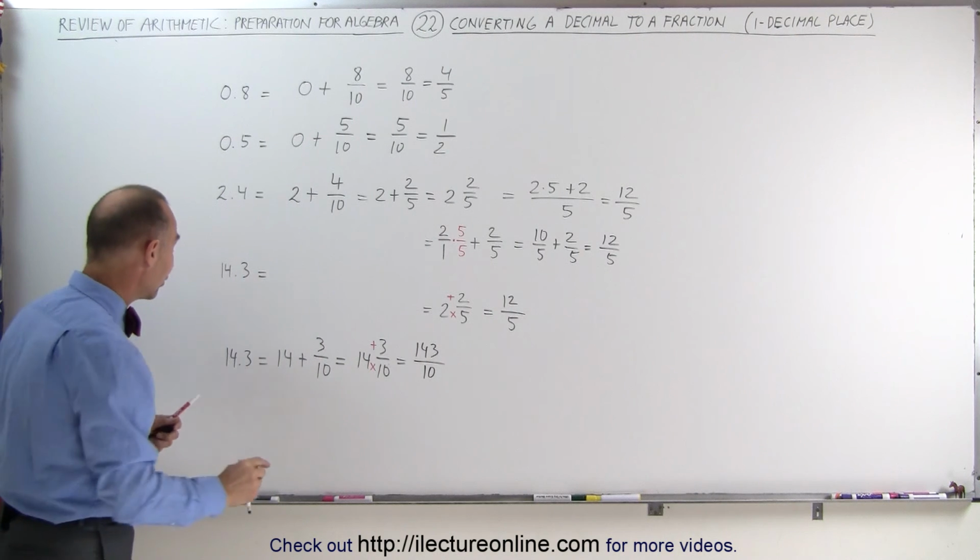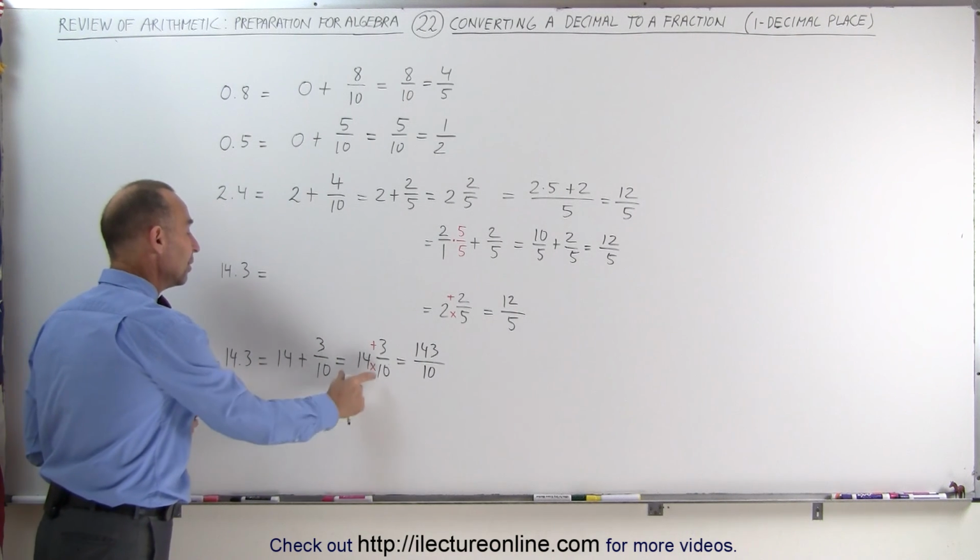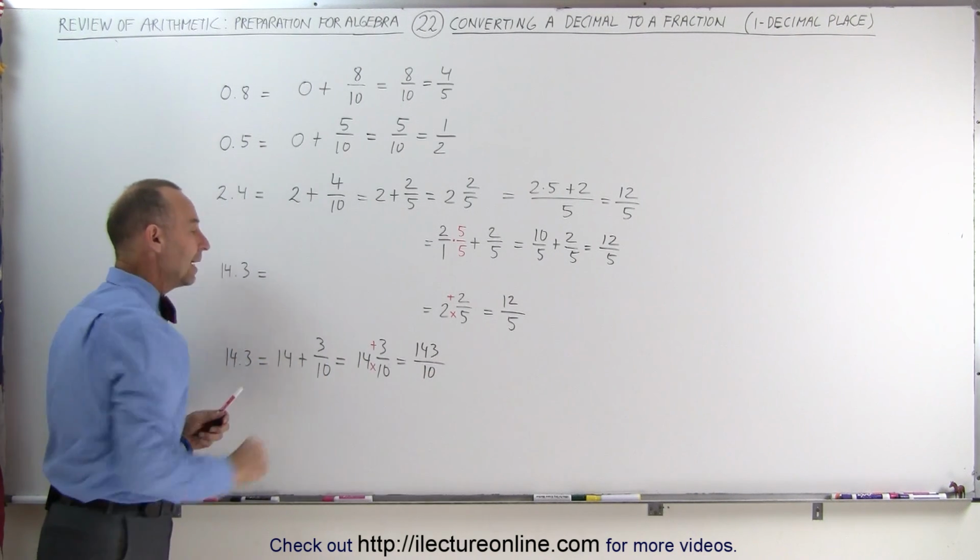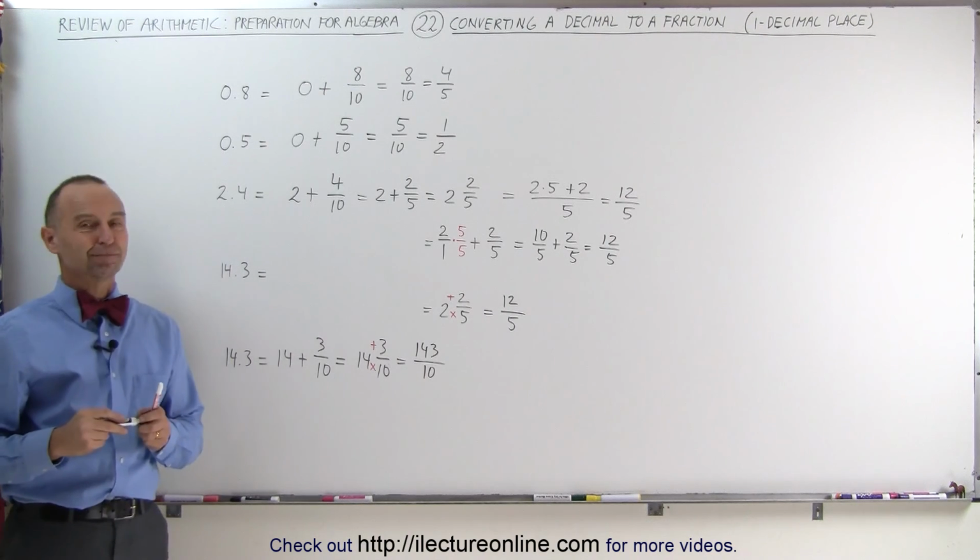And that's how we convert a decimal into either a mixed number or an improper fraction. That's how it's done.